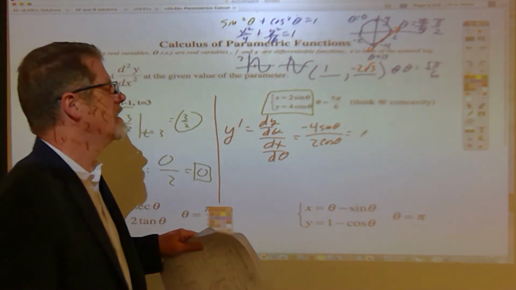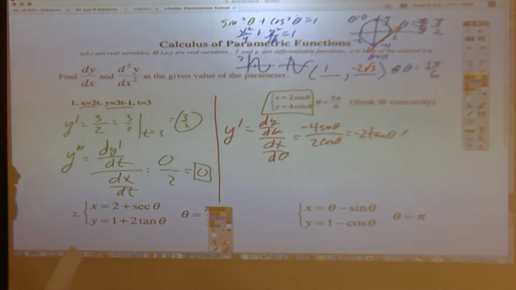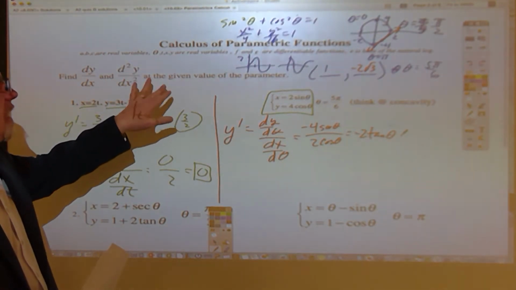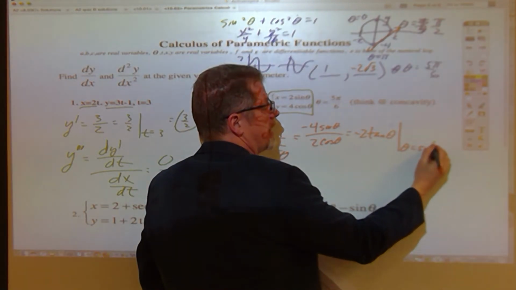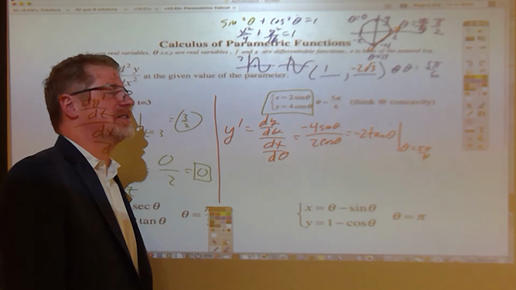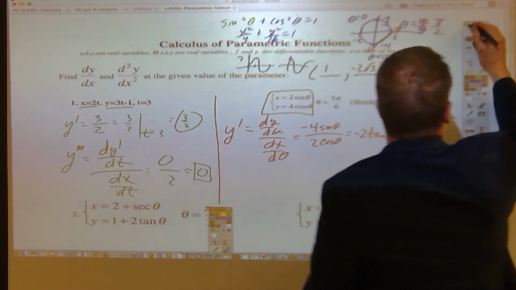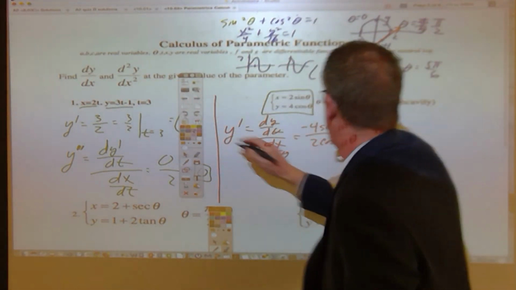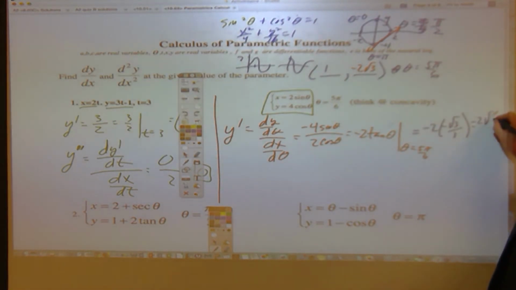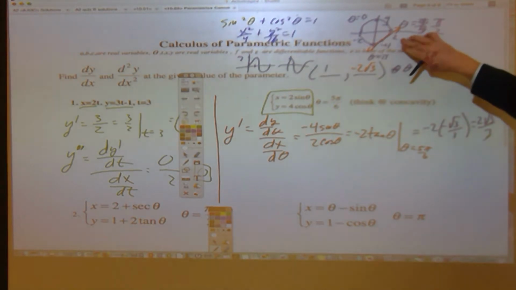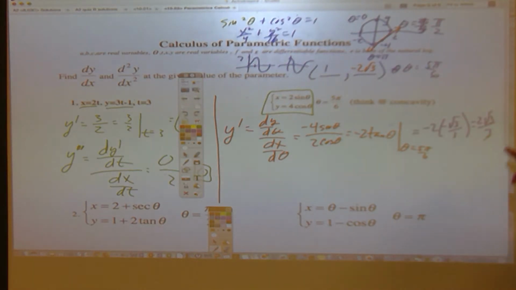Okay, I took derivatives, simplifying to get negative 2 tangent theta. And they want us to basically evaluate that at 5 pi over 6. So if you evaluate that expression at theta equals 5 pi over 6, the tangent of 5 pi over 6 is negative radical 3 over 3. So we're going to take negative 2 times negative radical 3 over 3 to get 2 radical 3 over 3. Positive number. That's consistent with what we see in the graph. We see a tangent line with positive slope. The slope of that tangent line is 2 radical 3 over 3.